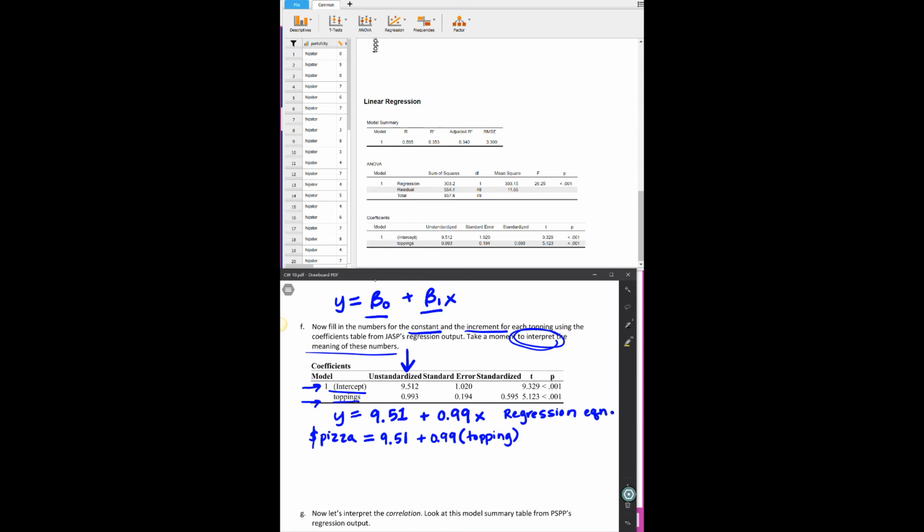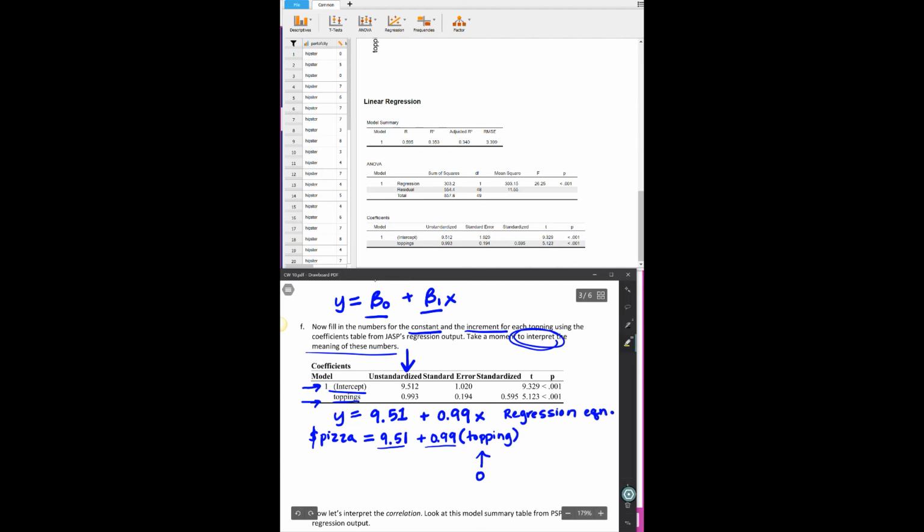Okay, so now that maybe helps a little, but what I really want to know is, what is the interpretation of those two numbers, the 9.51 and the 0.99? Let's think about this for a moment. The price of the pizza is equal to 9.51 plus 0.99 for each topping. So what if my pizza had no toppings on it? What would you expect to pay if you plug in a 0 for the number of toppings? What would we predict for the price of that pizza based on our model?